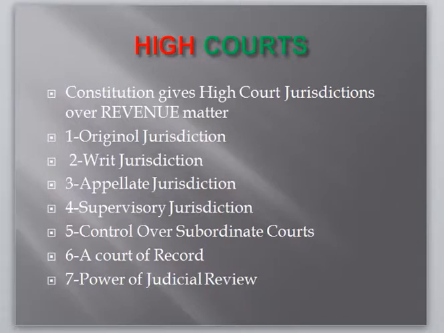Then writ jurisdiction. We know the various types of writs: habeas corpus, mandamus, certiorari, and quo warranto. These we will discuss in the Supreme Court chapter. So these writs are also given to the high courts. Then appellate jurisdiction, supervisory jurisdiction, and control over subordinate courts. These terms are self-explanatory, so I don't think we need to discuss them.